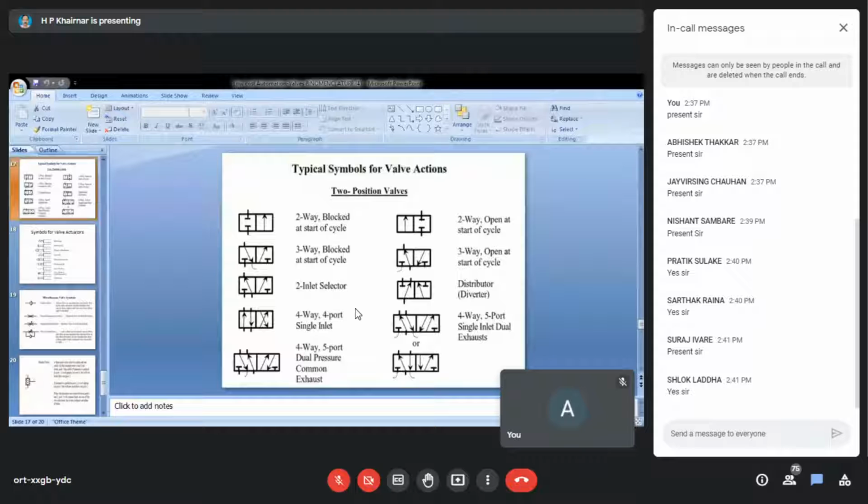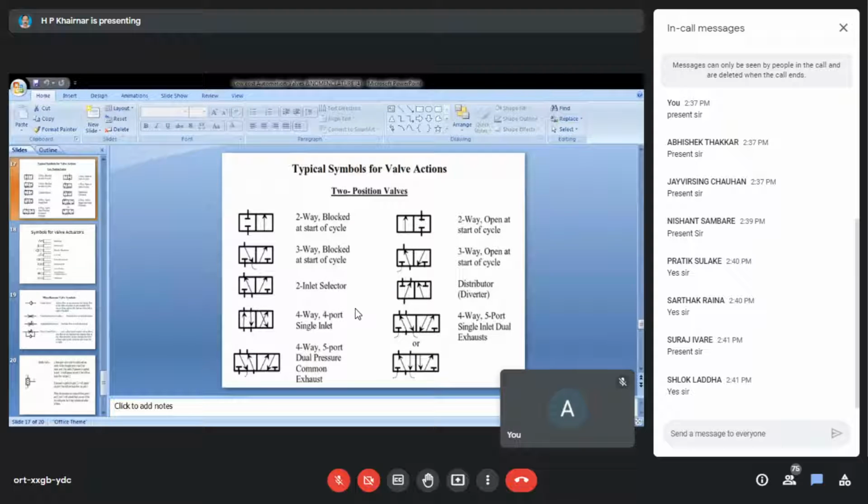So you might have observed these symbols right now. This is very important. The symbols you are observing now are the same symbols you will have to draw when we study the circuits. Here, at first, we will start from the left top. That is the first symbol, two-way blocked at the start.